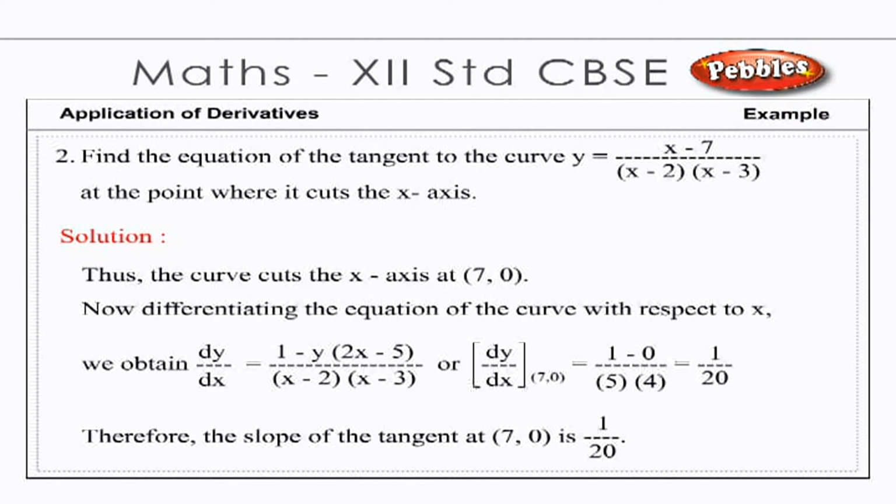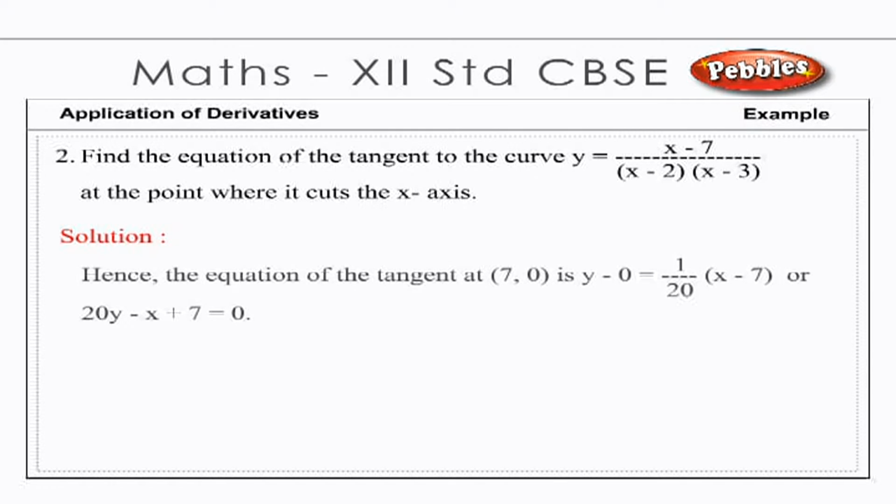Now, differentiating the equation of the curve with respect to x, we obtain dy/dx = (1 - y(2x - 5))/((x - 2)(x - 3)), or dy/dx at (7, 0) = (1 - 0)/(5 into 4) = 1/20. Therefore, the slope of the tangent at (7, 0) is 1/20. Hence, the equation of the tangent at (7, 0) is y - 0 = 1/20 (x - 7), or 20y - x + 7 = 0.